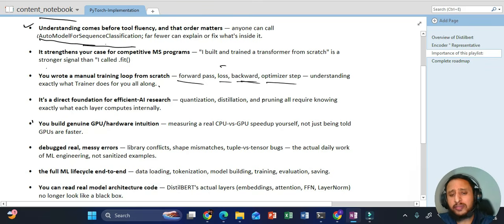So all these techniques that are currently going on in the market, you will be able to understand them, you will be able to perform them, or you will even be able to contribute to this research going on in the market currently. This playlist is going to be a foundation for efficient AI research.